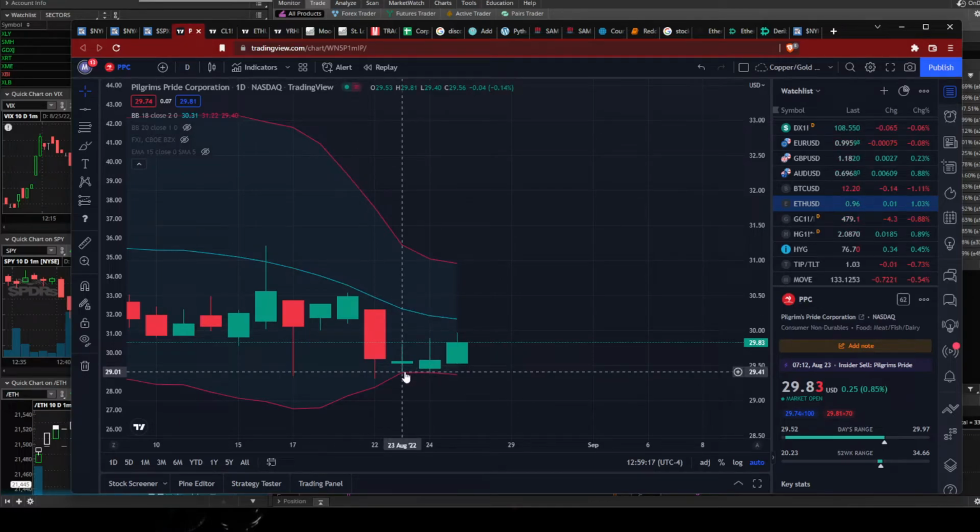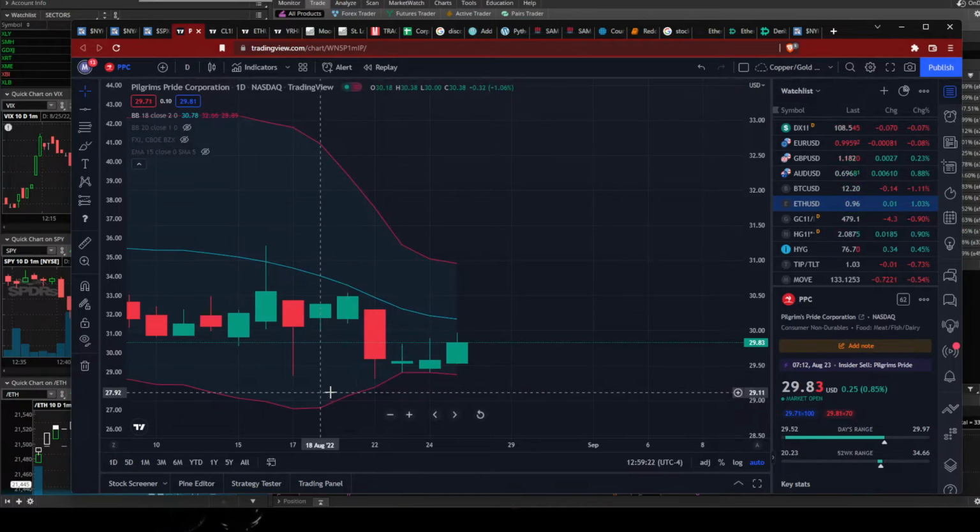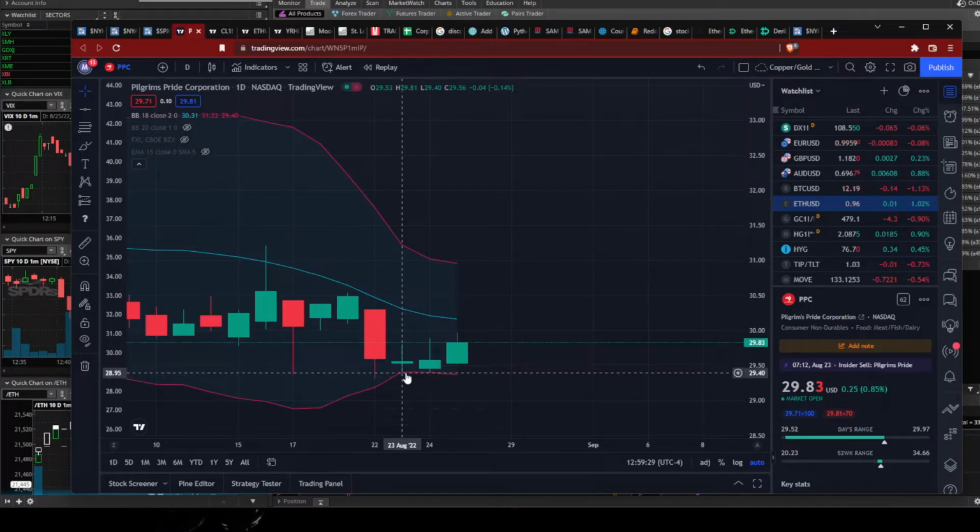2940 was the low for the day. 2940 was where the 2 standard deviation Bollinger Band was. Idiot me, I set my alert too low. I should have been monitoring this a little bit more closely, and I didn't get my entry. So that is such a bummer.